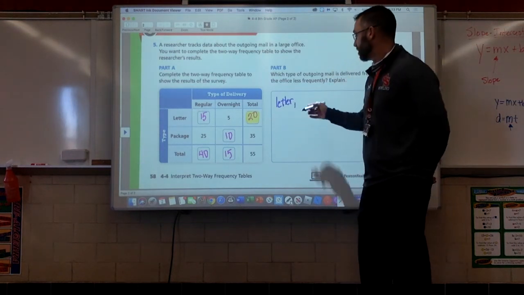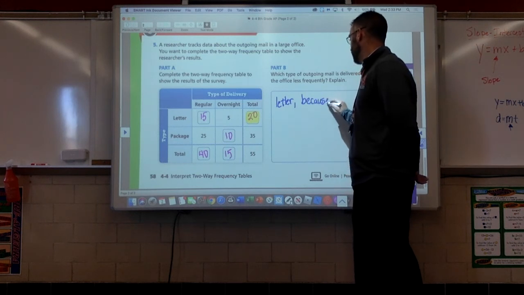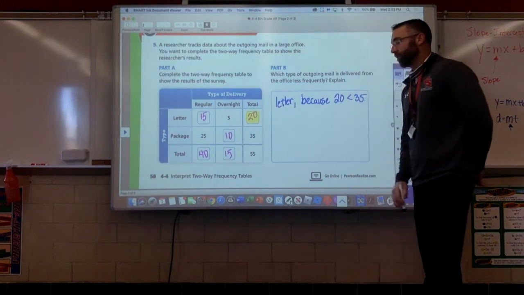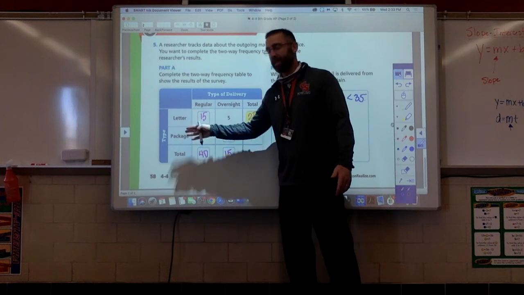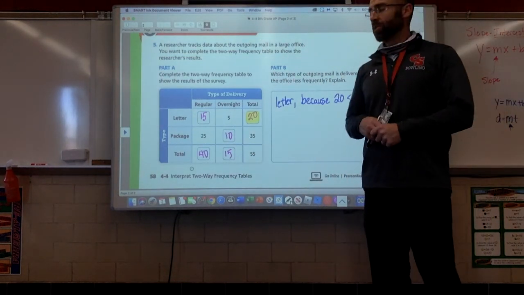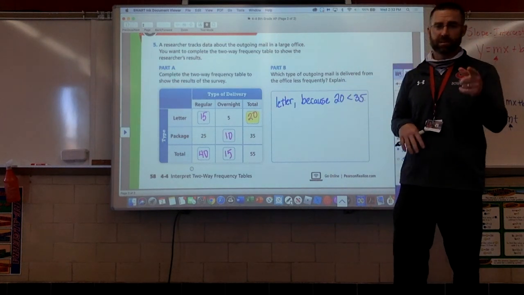Why? Because 20 is smaller than 35. I'm just going to put it that way because 20 is less than 35. Beautiful. Therefore, letter is less likely than package. Okay, there are your two-way frequency tables, folks. Head out to your Math Excel, 4.4 Math Excel. Good luck. See ya.